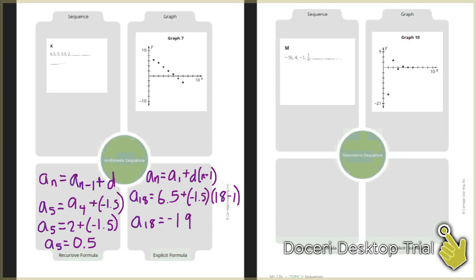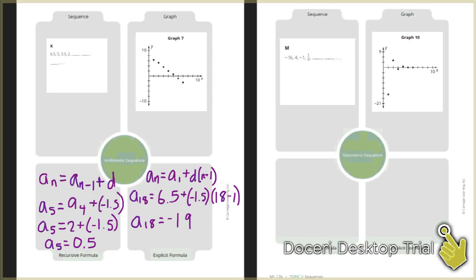And I didn't have to go through and find the first 17 to find the 18th term. I just plugged 18 into our explicit formula. Okay? So there's an example of how you would do it with the arithmetic sequence. Now when we come over to the geometric sequence, it's going to work very similarly.